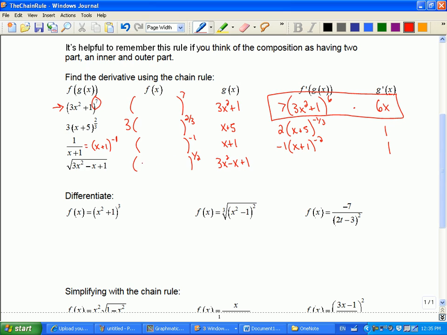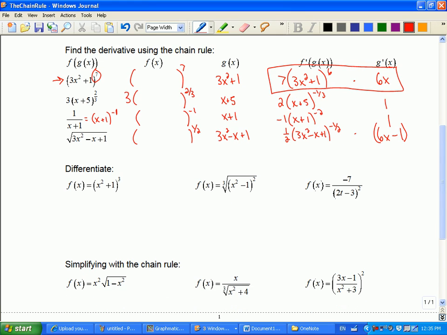So the derivative of the outside will be 1/2 times 3x squared minus x plus 1. And then after I subtract 1, it'll be negative 1/2. And the derivative is 6x minus 1 of the inside. Okay, so you have a bit of a template there.